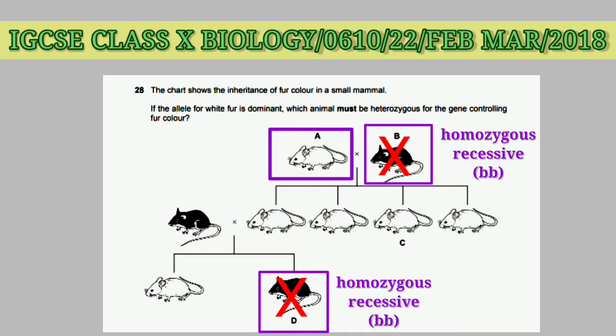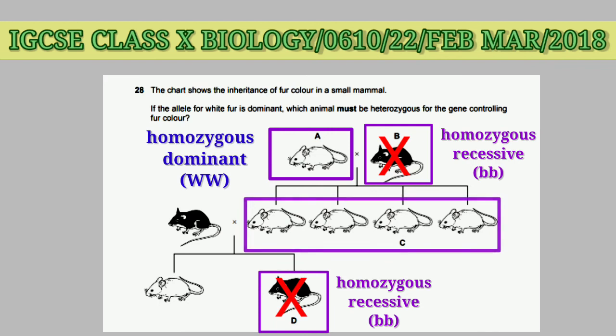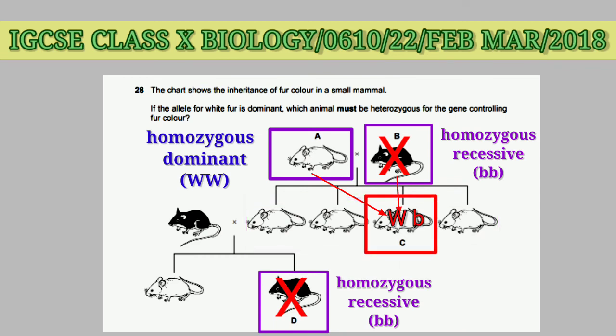Now let's come to A. None of the offspring are black. That means A is homozygous dominant. If A were heterozygous, 50% of the progeny would have been black. Since all offspring have received one dominant gene from A and one recessive gene from B, we can say animal C is heterozygous.